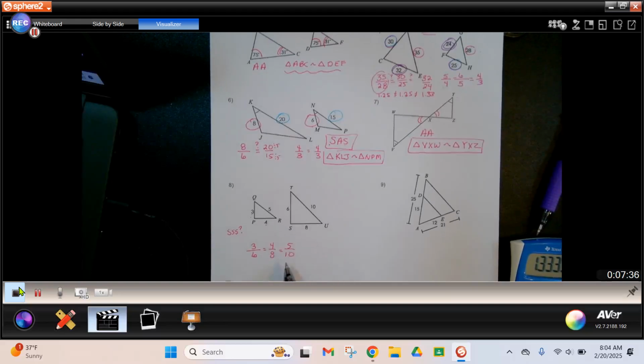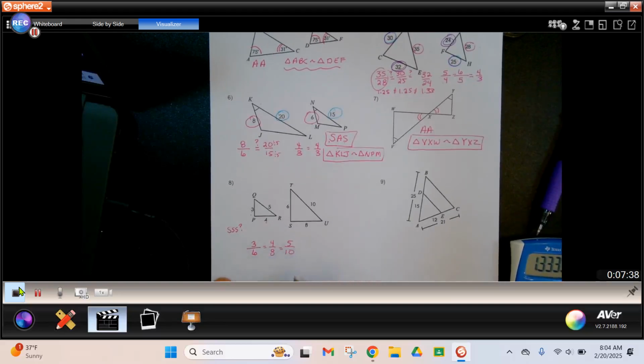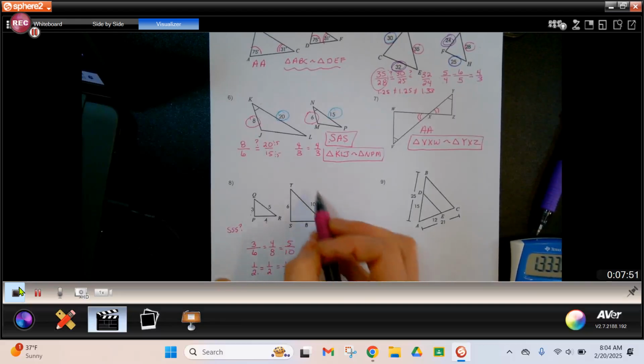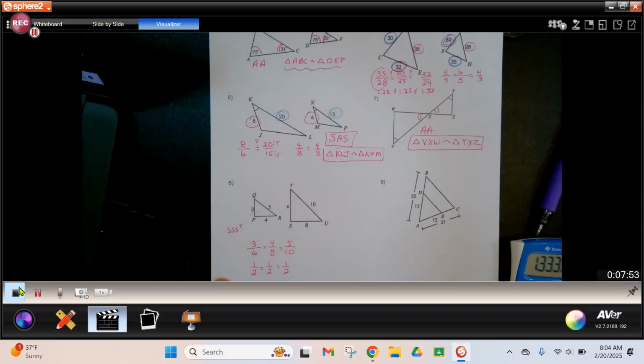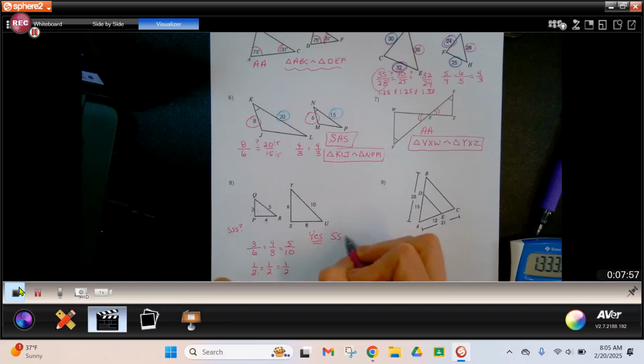And now I'm going to see if I can simplify these and if they are going to be equal. Well, this can be changed to 1/2. If I divide top and bottom by 3, I get 1/2. Divide top and bottom by 4, I get 1/2. Divide top and bottom by 5, I get 1/2. So all these ratios are the same, so this triangle is similar to this triangle. So yes, these are similar by side, side, side, since all the sides are proportional.